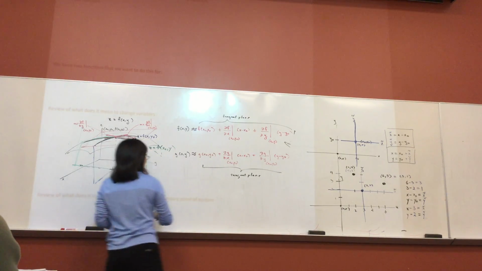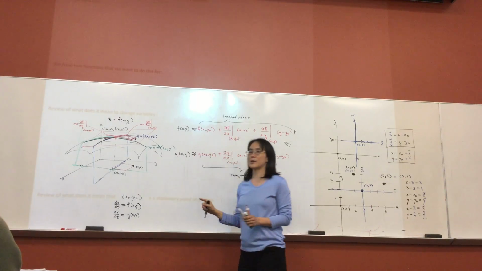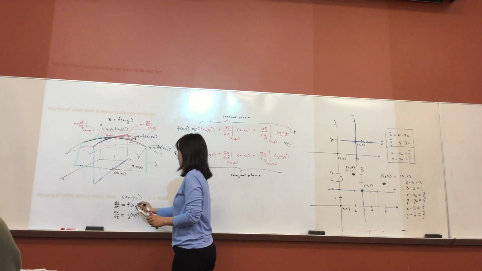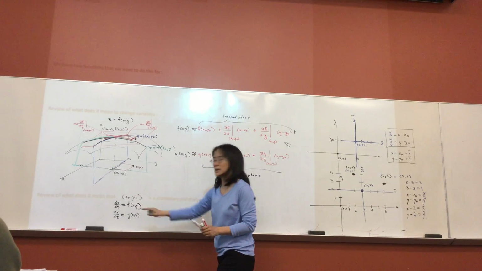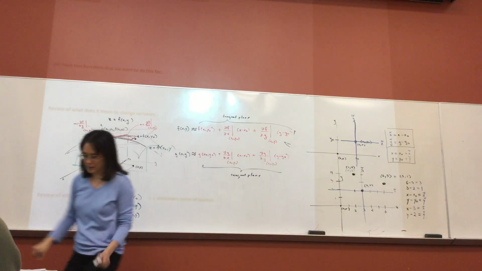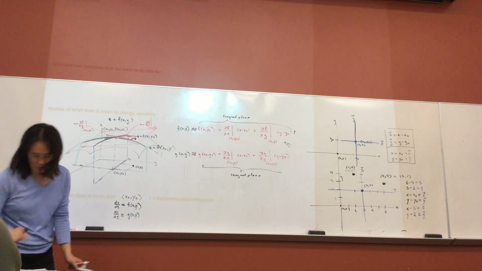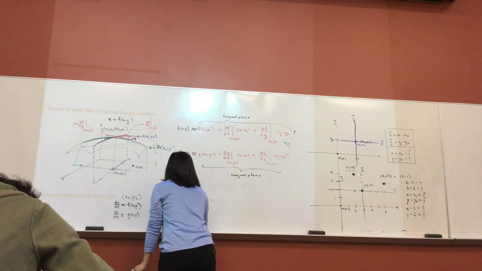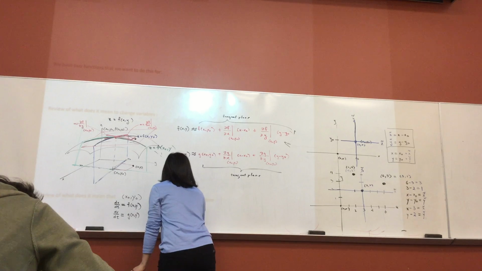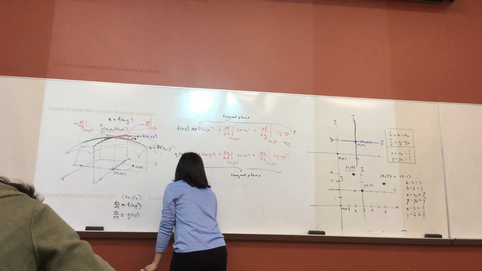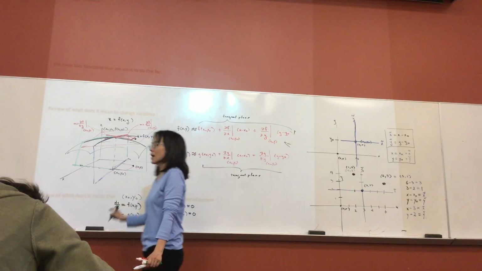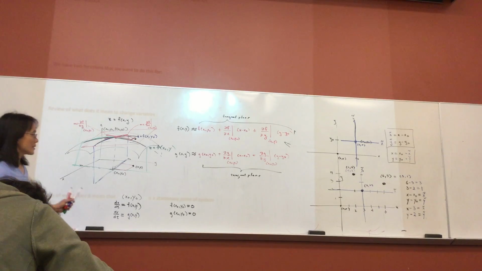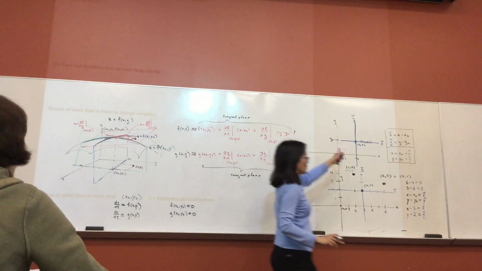And x naught, y naught being a stationary point, what does it mean to be a stationary point? Dx over dt equals 0. Right, so if you plug it in, it equals 0. Exactly. So this means that if you plug it in, f of x naught, y naught equals 0, and g of x naught, y naught equals 0, right? It causes this to be constant for all time. Does everybody see why this is so useful?